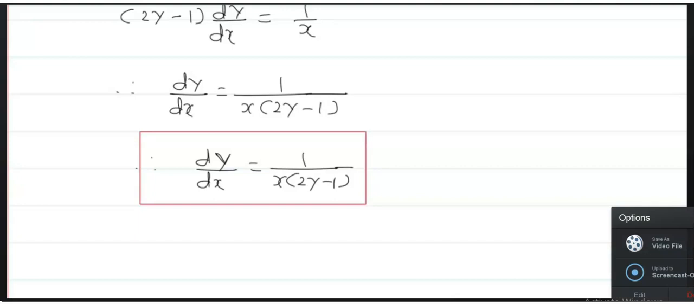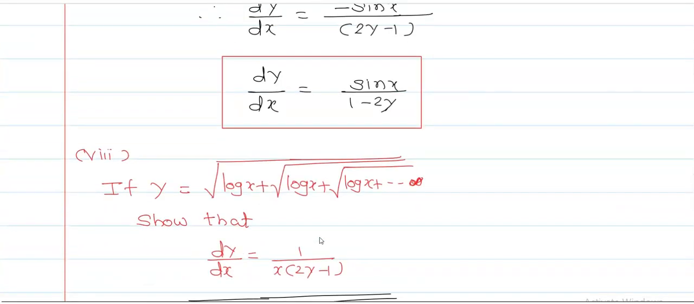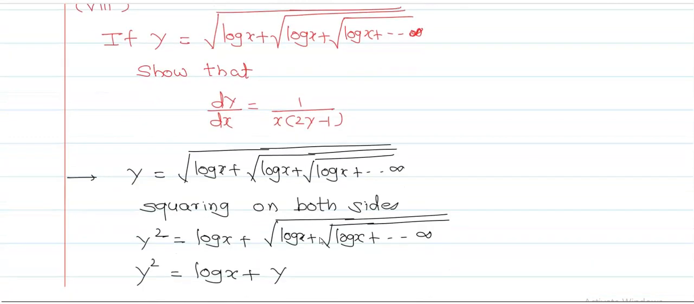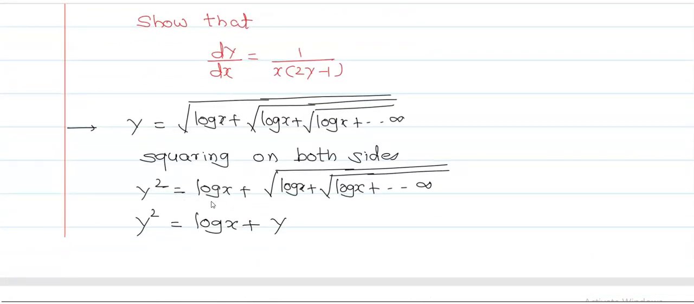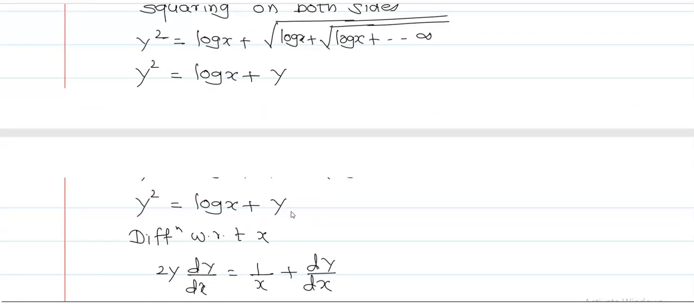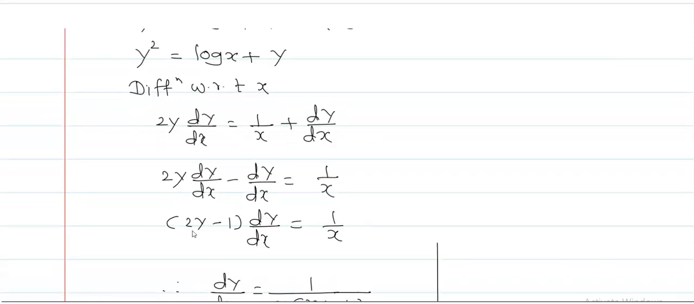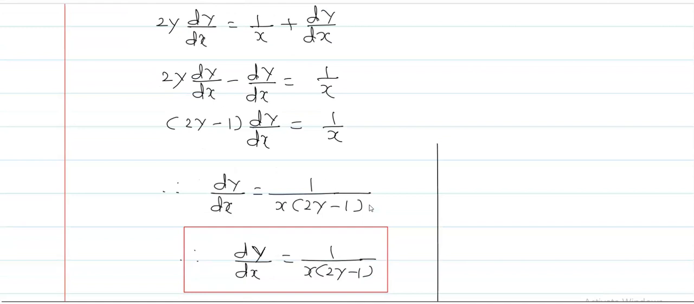Now see this next. See the rest of the log x, here it is. This remains as it is, therefore it is 1. Differentiate. y square is 2y into dy by dx. Log of x is 1 upon x. y is dy by dx. Collect the terms of dy by dx, and it's a very easy question.